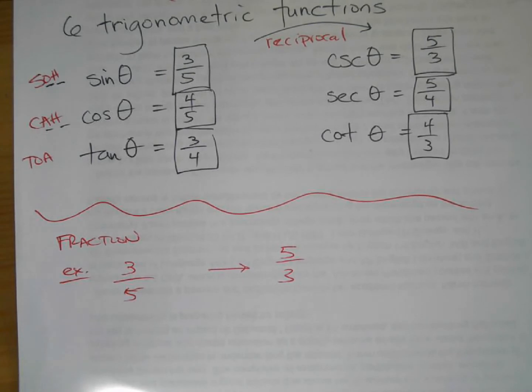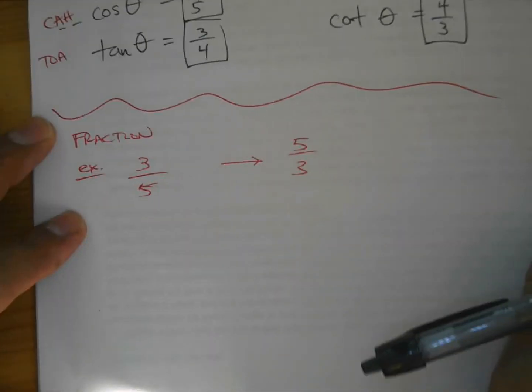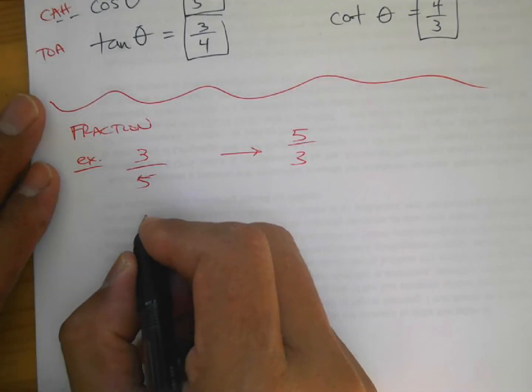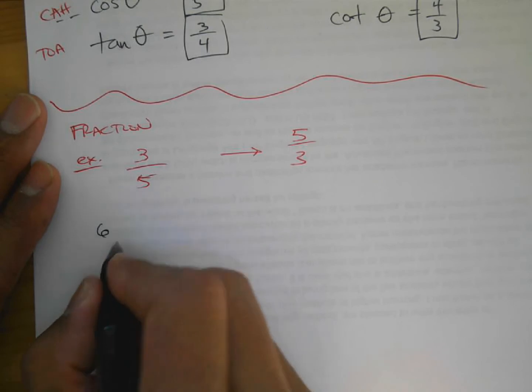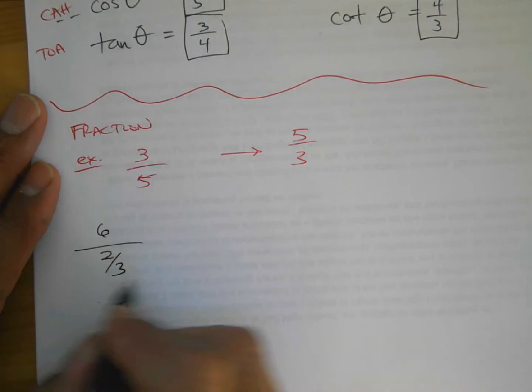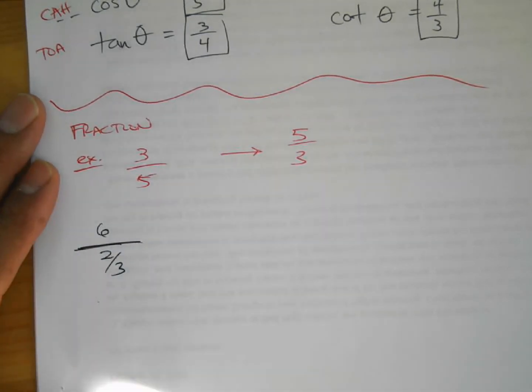How do I get it there? Okay, well, here's what you can do. In math, you've known this, right? Let me give you an example, right? Example is if I have 6 over 2/3, right? Or 6 divided by 2/3, right?